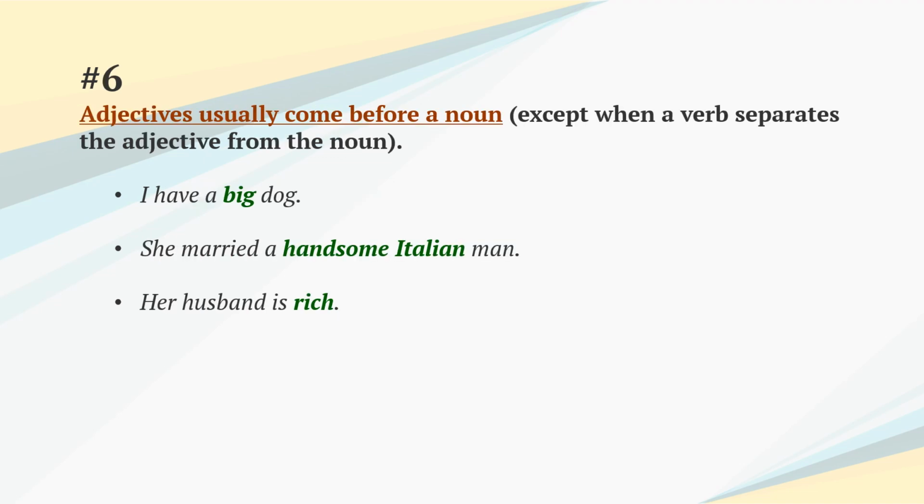Rule number 6. Adjectives usually come before a noun, except when a verb separates the adjective from the noun. I have a big dog. Big is describing dog, coming in front of dog. She married a handsome Italian man. So here, man is a noun, Italian is an adjective, handsome is an adjective. So handsome comes before man, Italian comes before man. Her husband is rich, but this is a be verb, and then we have an adjective right after that.